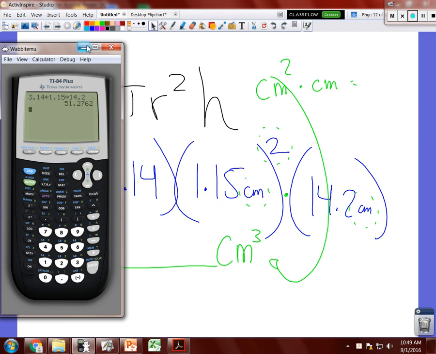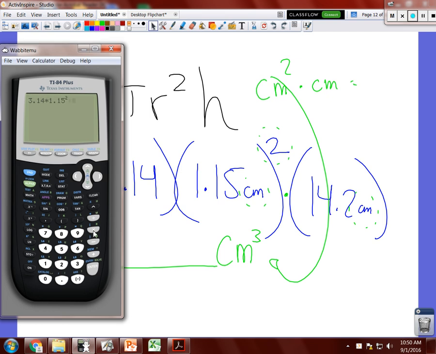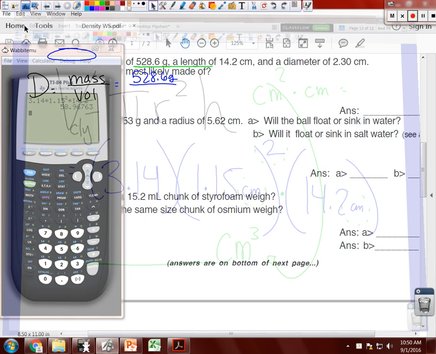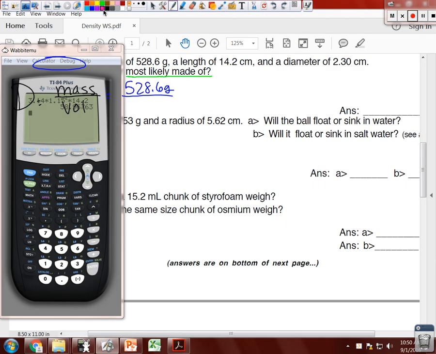All right, so write down 51.3. The volume is 51.3. Oh, thank you. Very good. That is incorrect. Thank you for catching that. 3.14 times 1.15 squared times 14.2. So, check. It is 59.0. I know, just accept it for the life that it is. 59.0. That is the volume, yes ma'am.